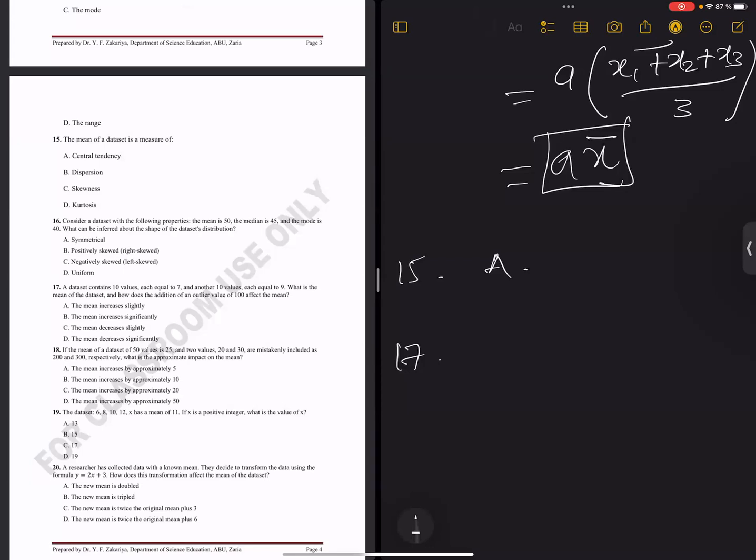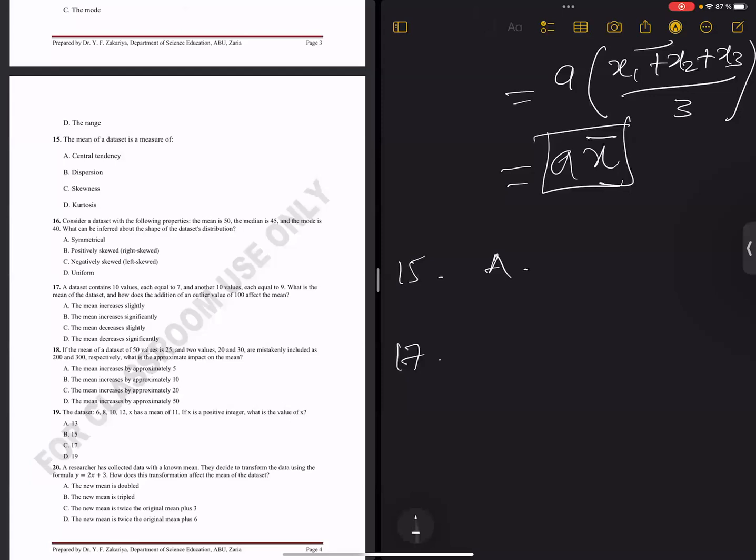Can you explain, madam? How do you know? With the one we solved earlier, but you have to be careful here. Look at the data set given to you. You're having 7 ten times, 9 ten times. So these are small numbers, right? 7 and 9. When you now bring 100, 100 is a very big number. So when you introduce 100 into the data set, it will inflate the mean.